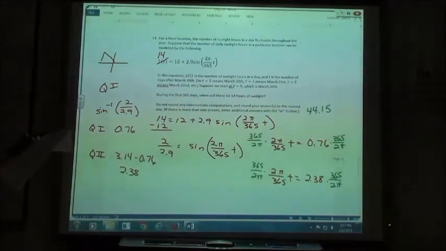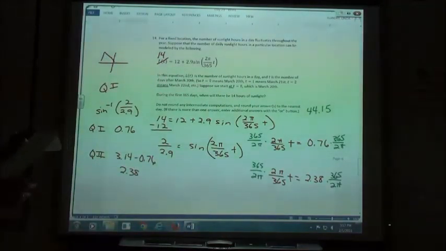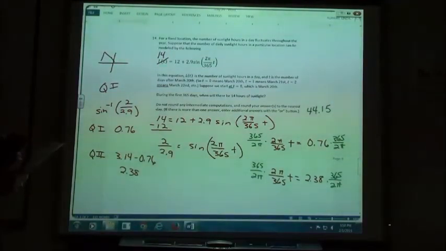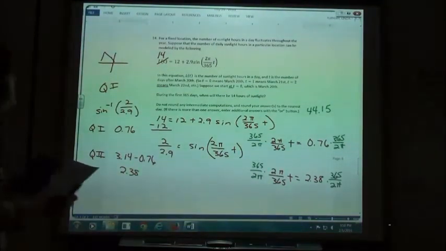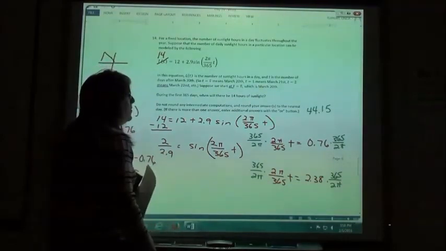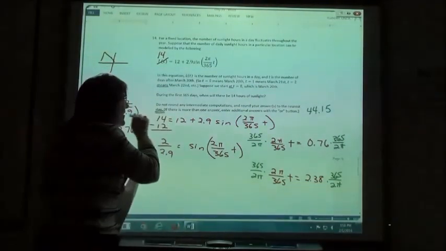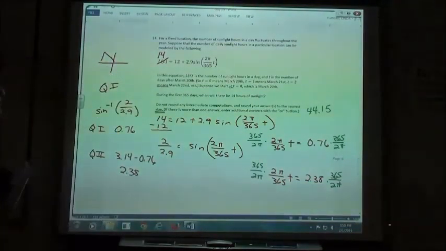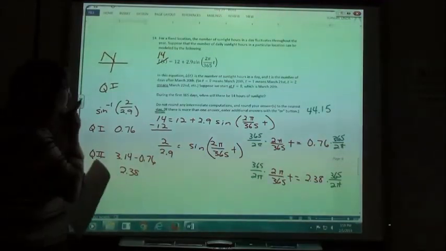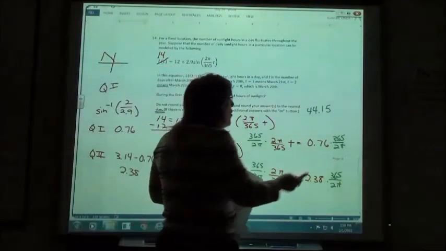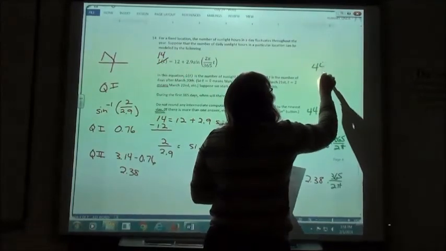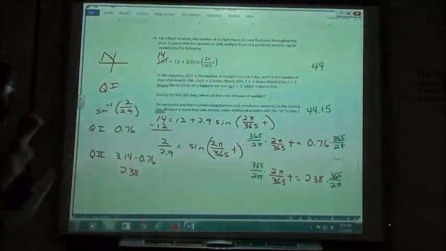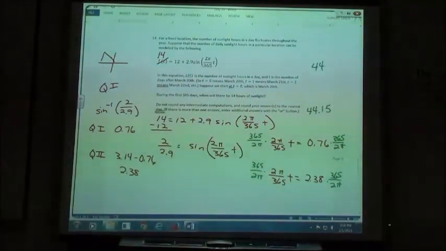So I have to, oops. Oh, I'm rounding off not to the nearest hundredth. I'm not rounding where I'm supposed to. Round to the nearest day. That's why my answer doesn't look right. Rounding off to the nearest whole number then, excuse me, my first answer would be 44 days.